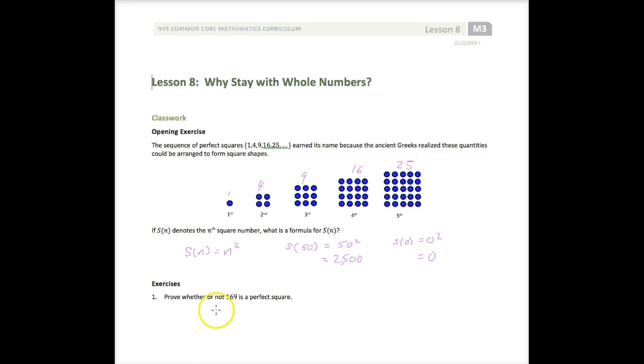Prove whether or not 169 is a perfect square. Well, it doesn't take a whole lot of imagination. Let's see, 10 squared is 100. I'm just going to work my way up to it. 11 squared is 121. 12 squared is 144. And hopefully you're just sitting there going, Miss Love, come on. And 13 squared is 169. So it's a perfect square number because we see that 13 squared is 169. That means we could arrange dots 13 by 13. I'm not going to do that.